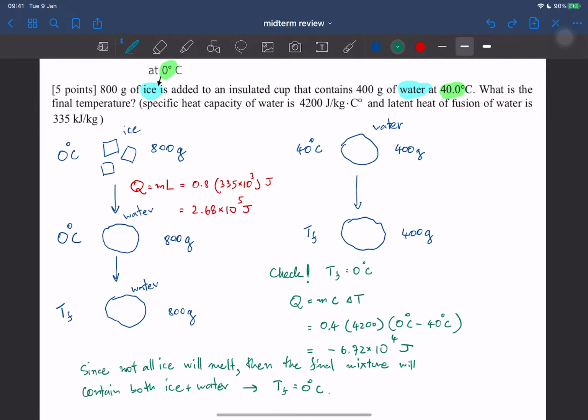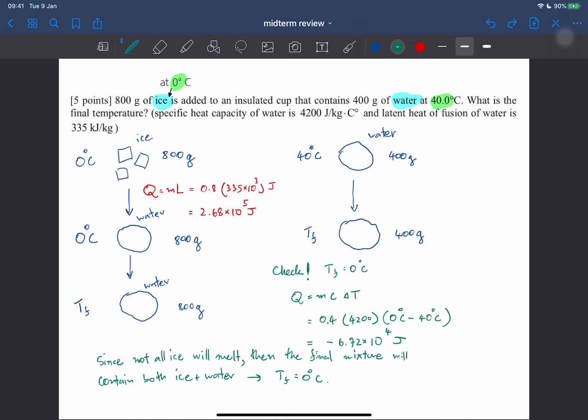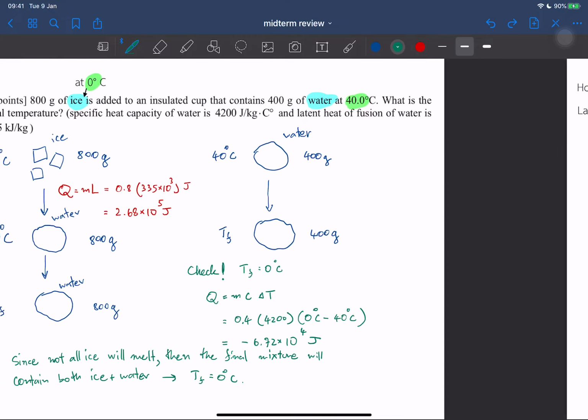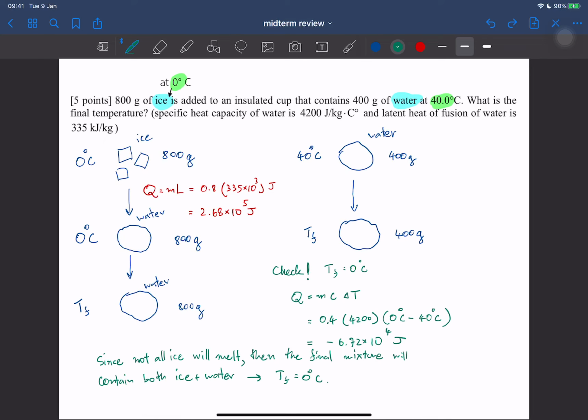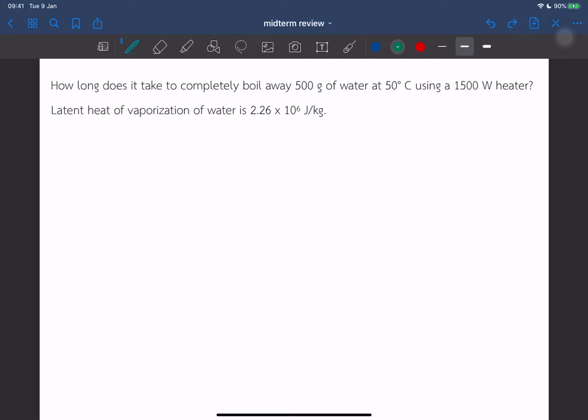Okay, any question for this one? It's not really a trick question. It's the kind of question that is designed for you to check about the heat required to melt ice. All right, so without any other discussion, let's go to the next one. This one is a little bit easier, but it's mixed with the concept of power. So I will give you only maybe 1 or 2 minutes because it's a little bit simpler than the one before.